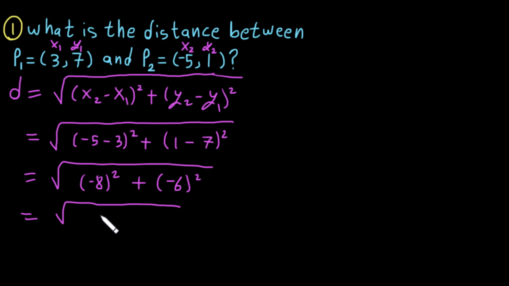Equals the square root of negative 8 squared, which is negative 8 multiplied by negative 8, which is 64, plus negative 6 squared, which is negative 6 multiplied by negative 6, which is 36. Now equals the square root of 64 plus 36, which is 100. The square root of 100 is 10. So the answer is 10 units. The distance between P1 and P2 is 10.